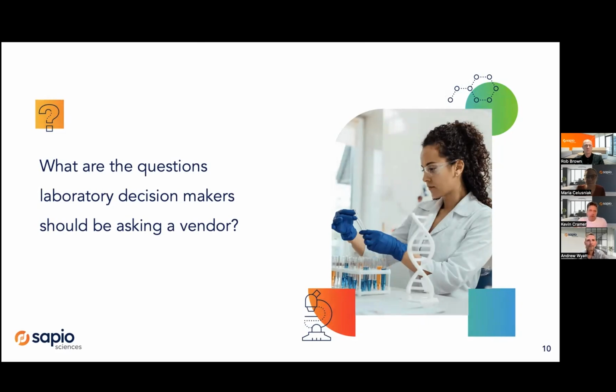I'll start on that one. I think that it's important to get the vendors out of their comfort zone, and that means getting them beyond their canned demo, which might look very appealing. You're always going to want to have the system be personalized to your needs, and the best way to assess whether the system can do that is to have the vendor actually show how that would happen, how the system is configured. If it's truly a low-code, no-code platform, that should be demonstrable.